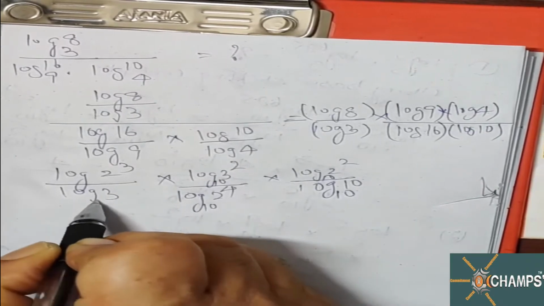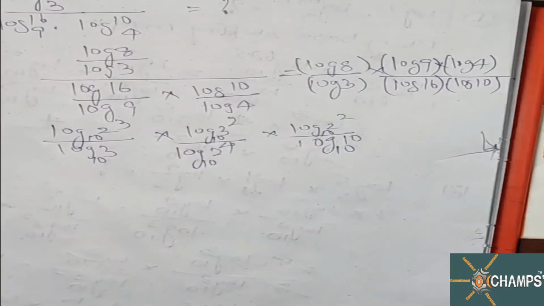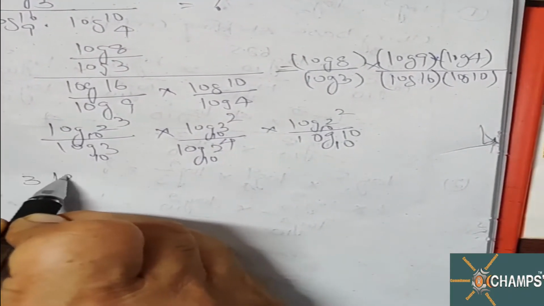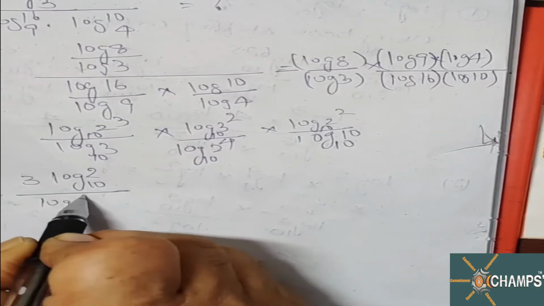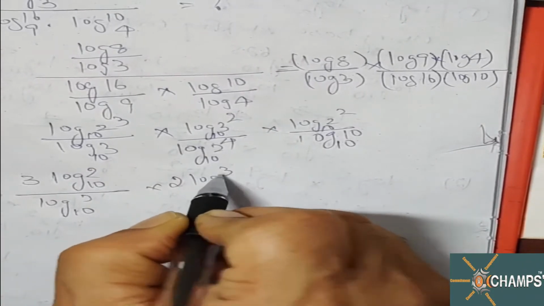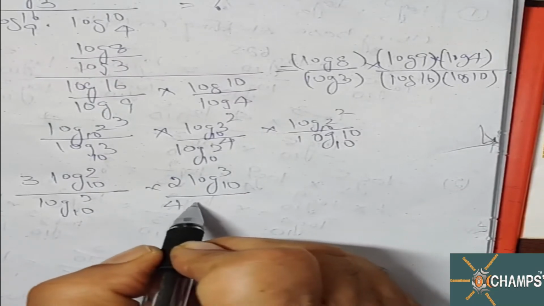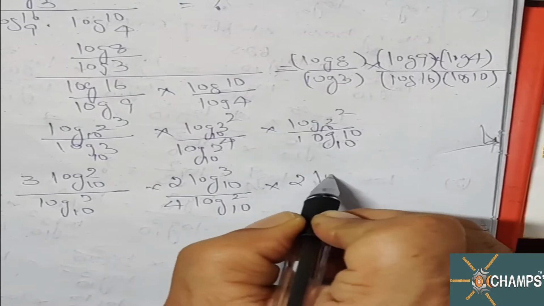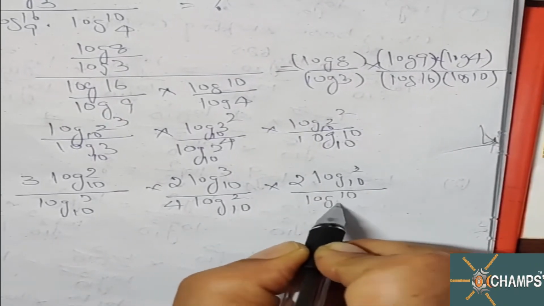Because for every term base is shifted to 10. Log a power b can be written as b log a. So, divided by log 3 to the base 10, 2 into log 3 to the base 10 divided by 4 into log 2 to the base 10, 2 into log 2 to the base 10 divided by log 10 to the base 10.